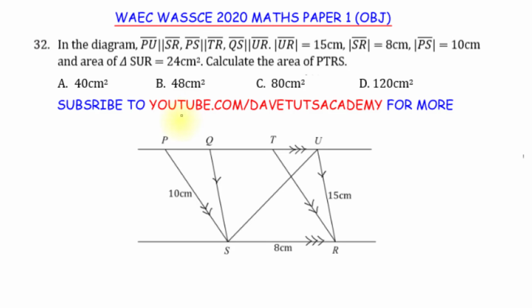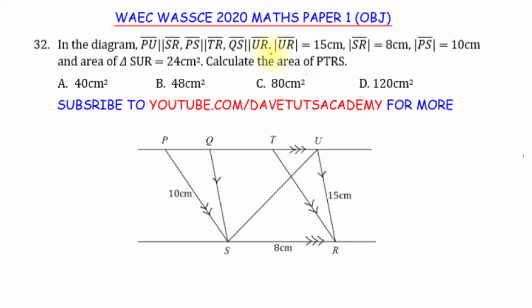In the diagram, line PU is parallel to line SR. So this is PU, and SR, they are parallel. You can see the triple arrows showing that these two lines are parallel. PS and TR are also parallel. PS and TR, you can see the double arrows showing that they are parallel.